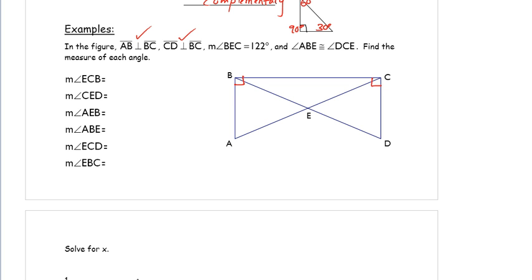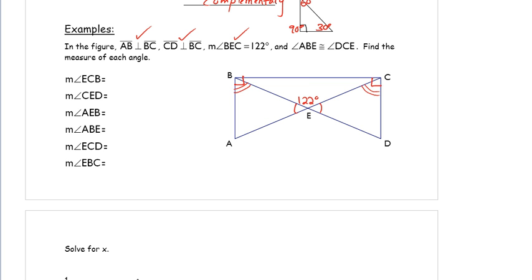BEC, not BET, BEC is 122 degrees. And ABE is congruent to DCE. So these two angles, I'll do double hash marks, are congruent to each other. Okay? Looking at the diagram, think about what else you might know. Okay, I see that we have vertical angles as well. So I would want to label that these are vertical. You don't have to, but you might want to use that information later. So let's start seeing what we can figure out here.